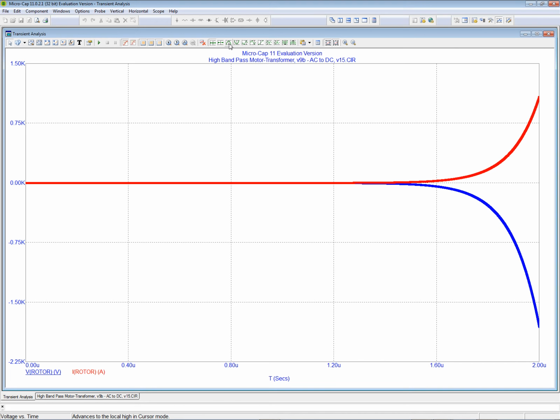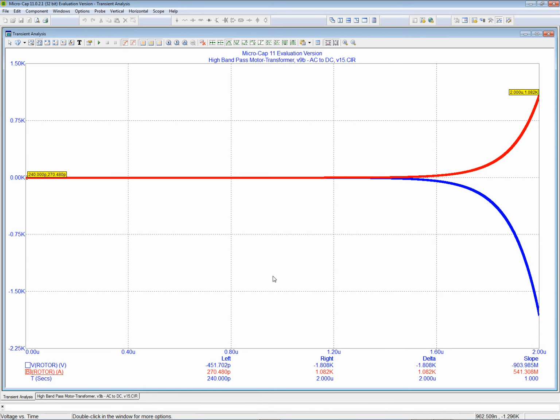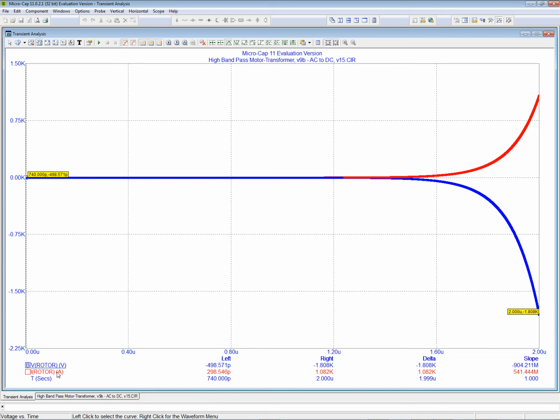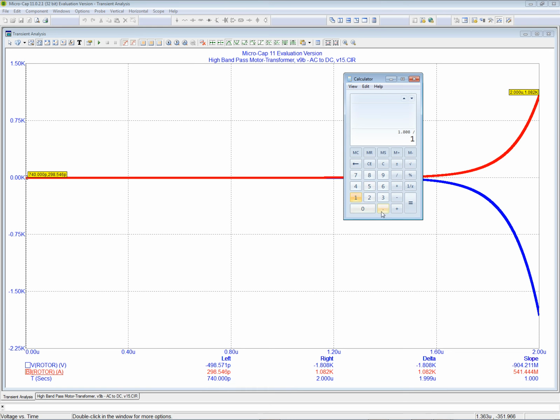All right, so what do we got here? We got 1.08 kiloamps and 1.808 negative kilovolts. So let's take the proportion. 1.808 divided by 1.082, and that's 1.67, pretty close.